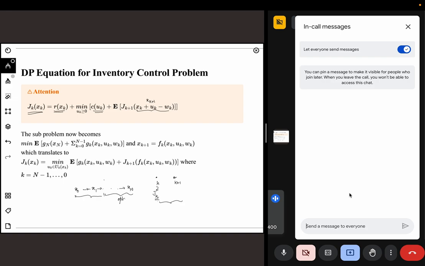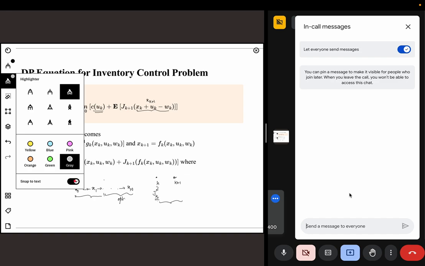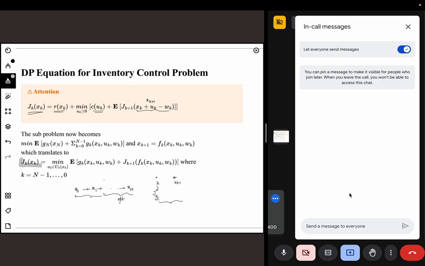So in a general sense, this is how you formulate the problem, where your J of xk will be given by this expression. Here gk is my cost and this is my transition. And we are solving in the backward direction, starting from n minus 1 and going to 0.